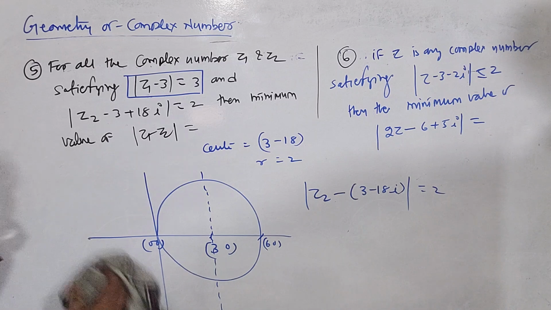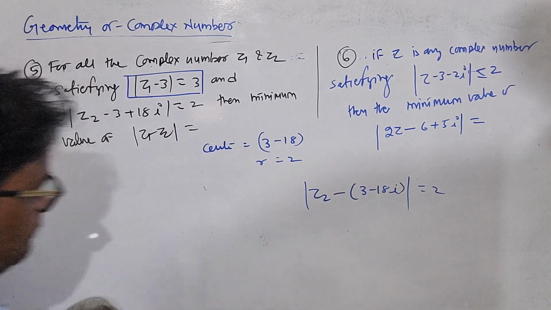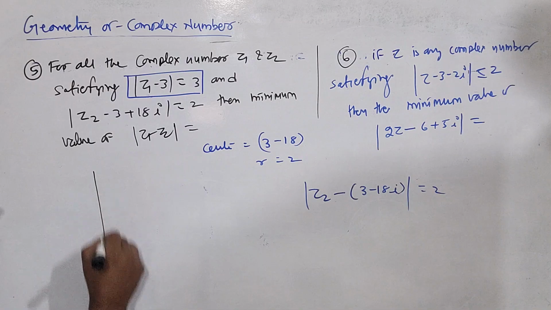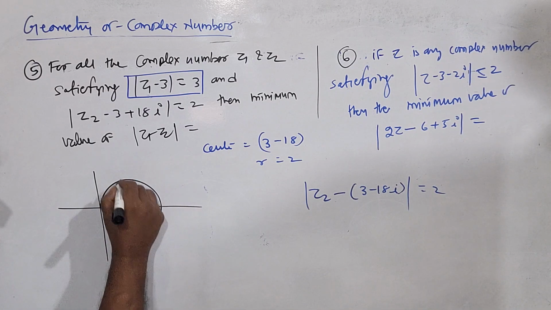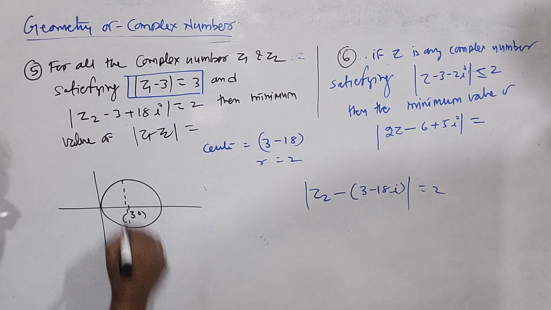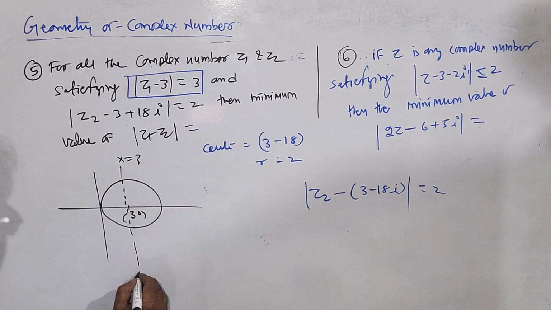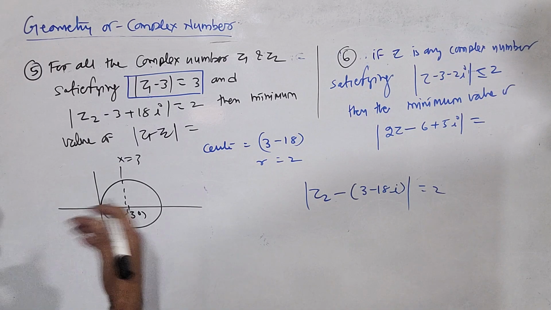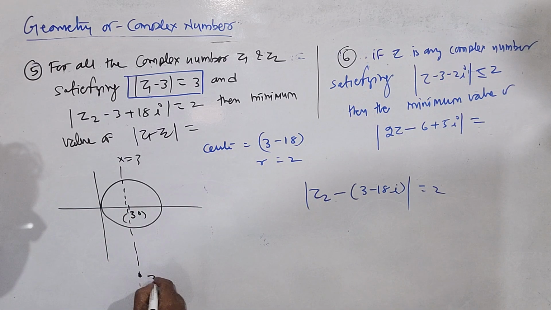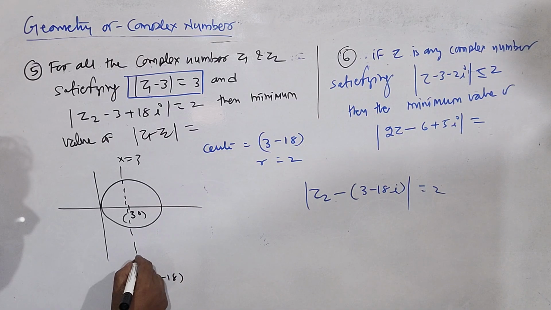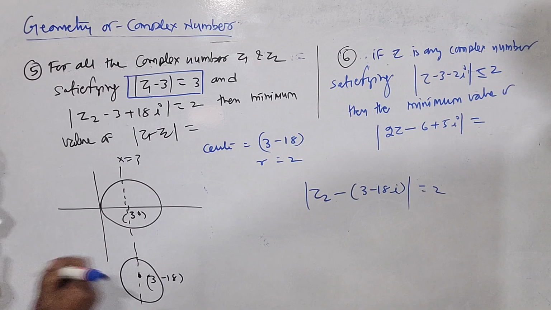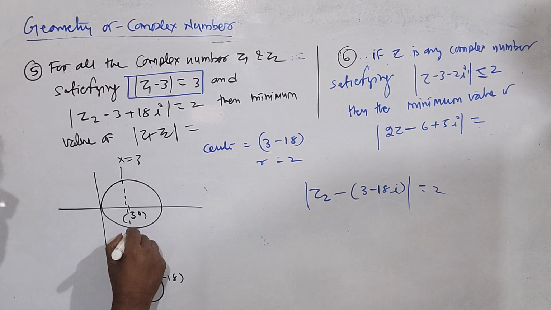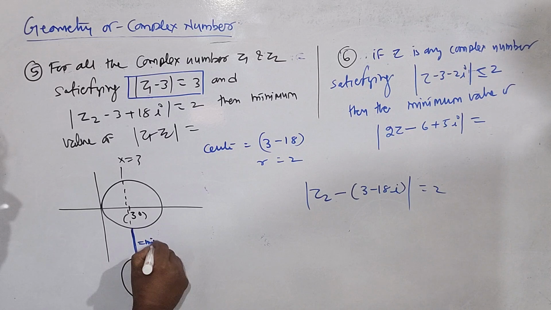Now let's draw one more time so that you can observe it properly. So this is your (3, 0). This is your x = 3 line, and here somewhere we have the circle with center (3, -18). The radius is only 2, so this is the circle. So the minimum distance between z1 and z2 will be this one. Correct? This will be the minimum.